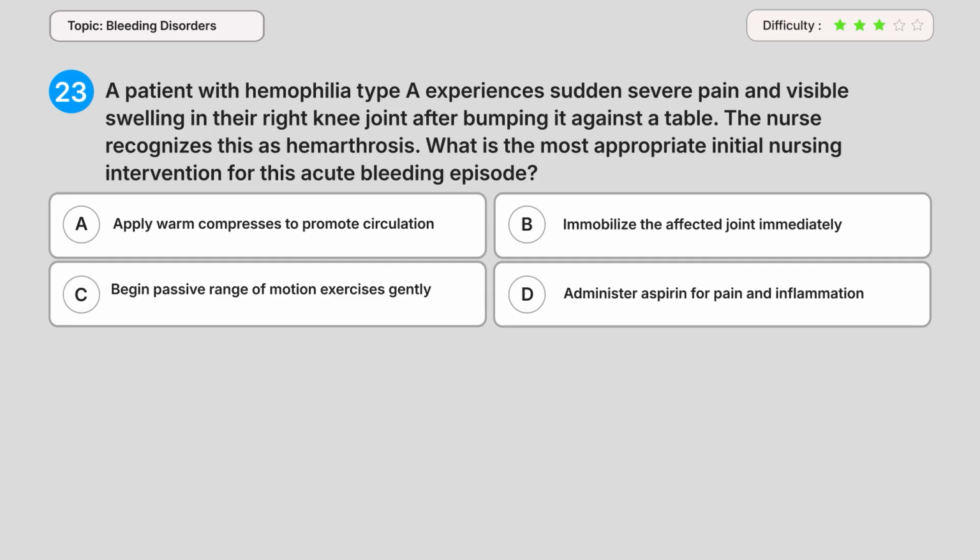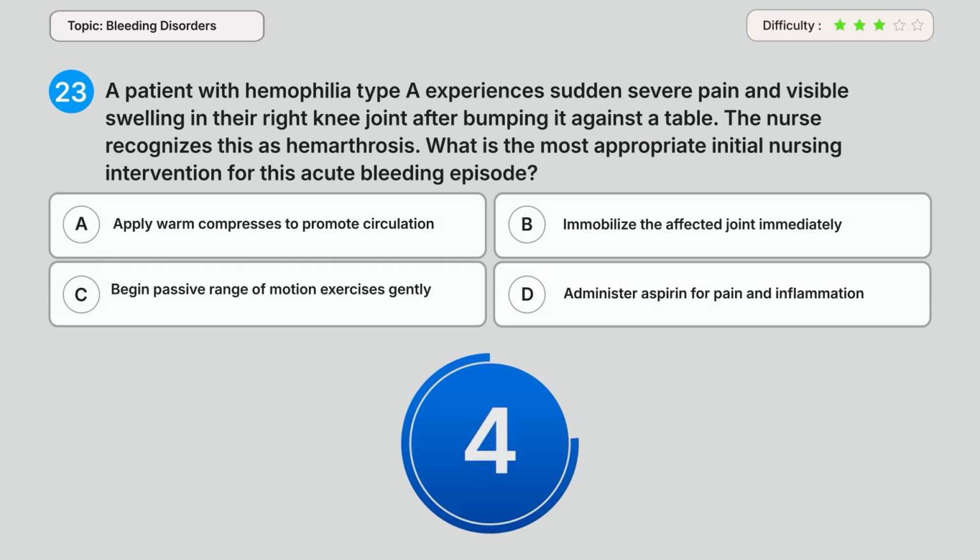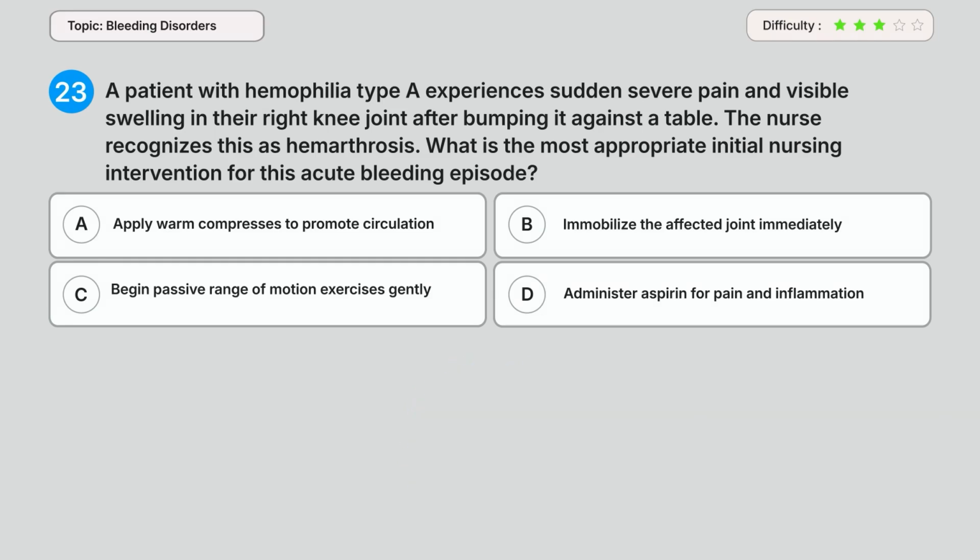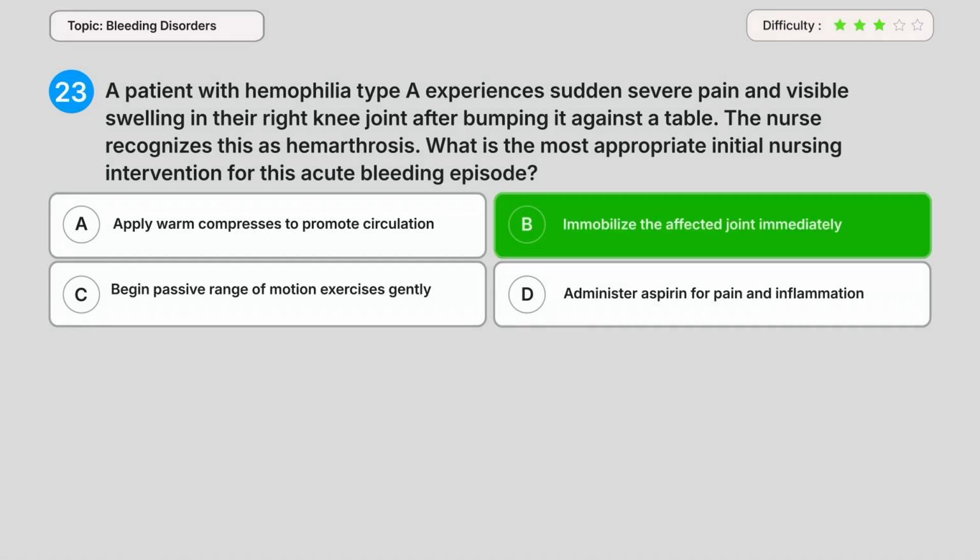A. Apply warm compresses to promote circulation. B. Immobilize the affected joint immediately. C. Begin passive range of motion exercises gently. D. Administer aspirin for pain and inflammation. Do you know the answer? Correct answer. B. Immobilize the affected joint immediately.